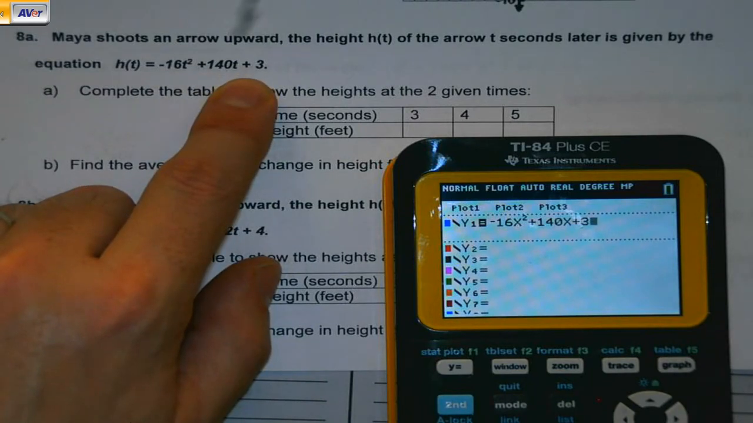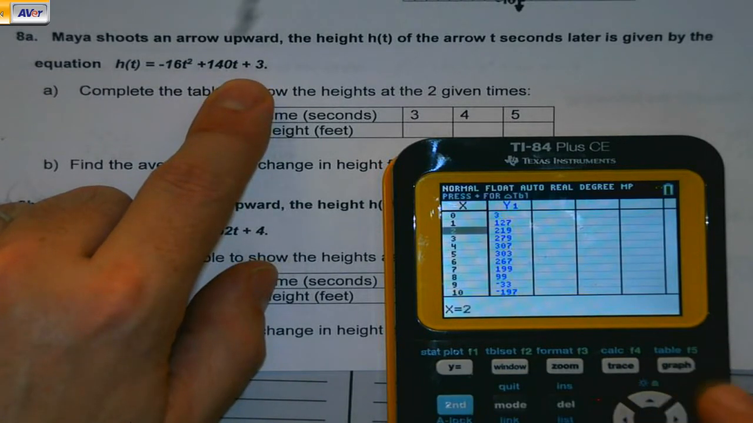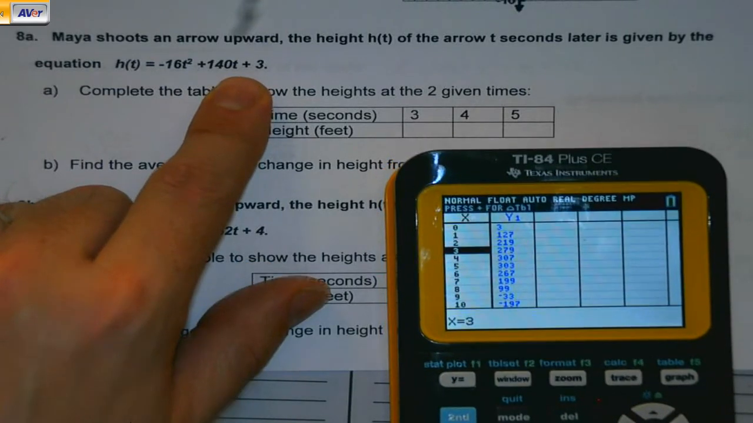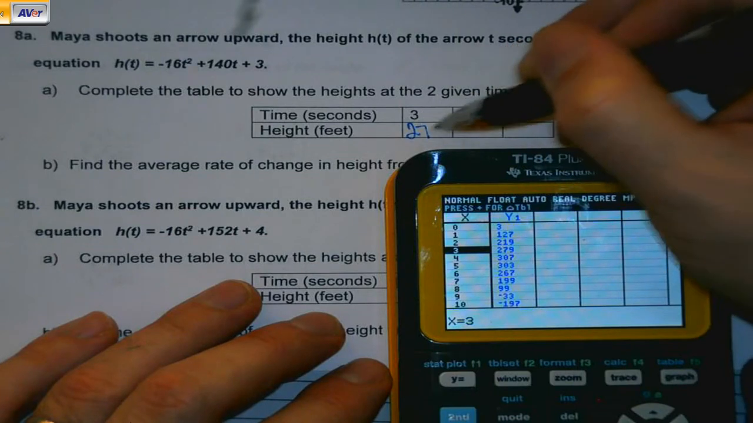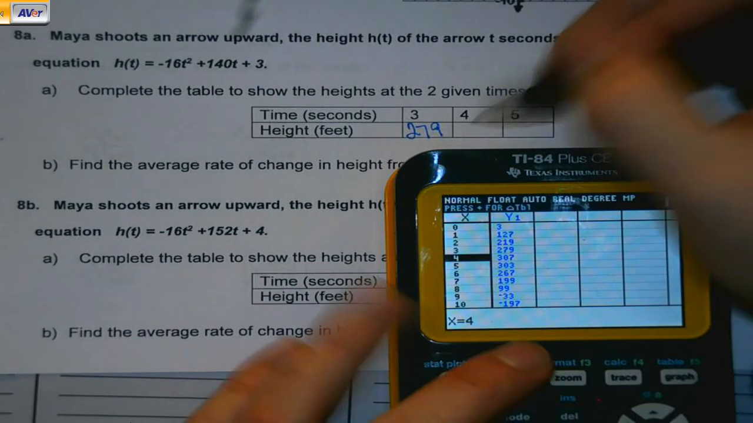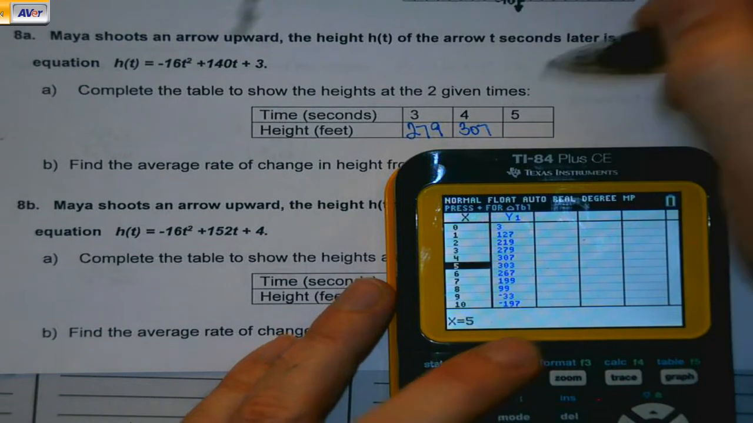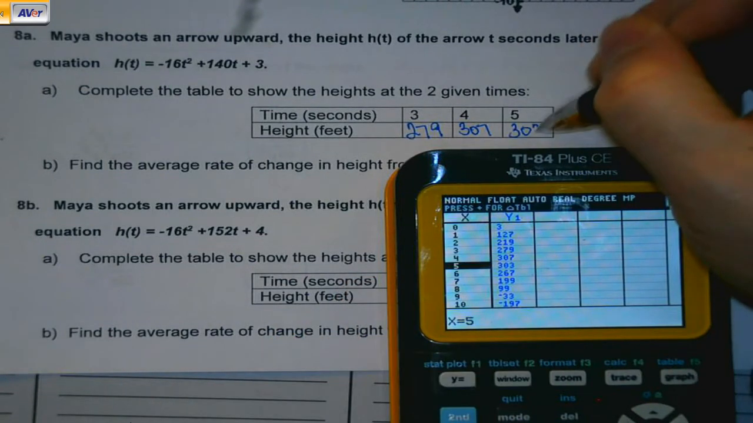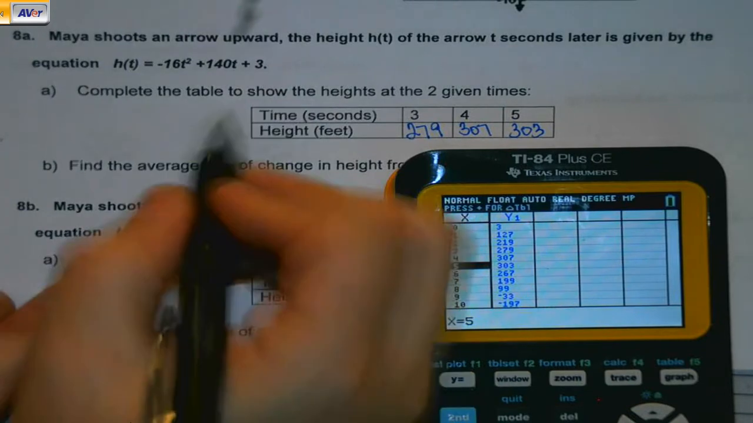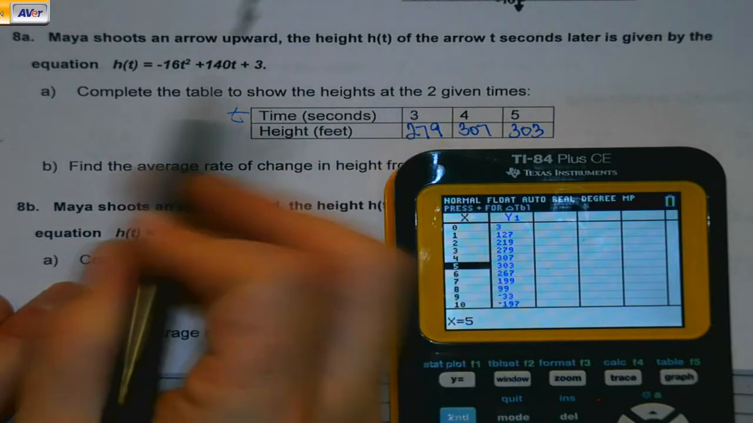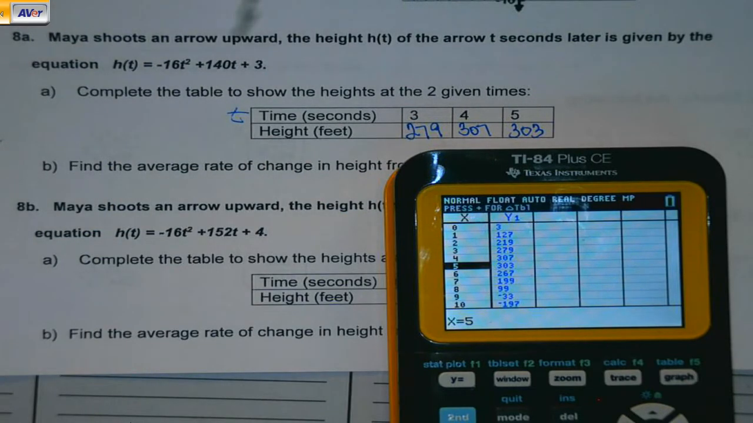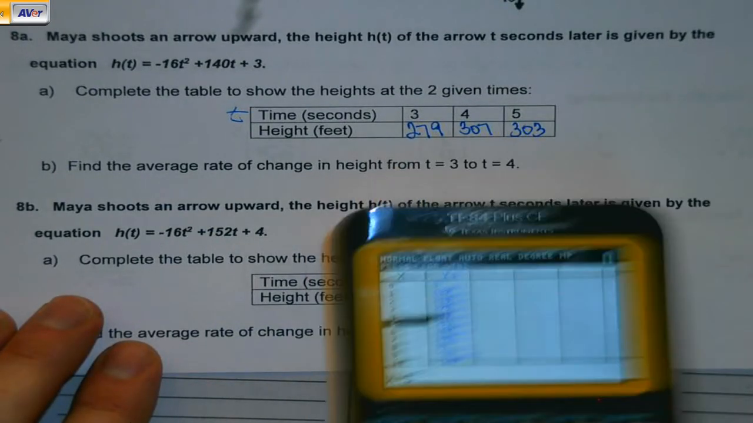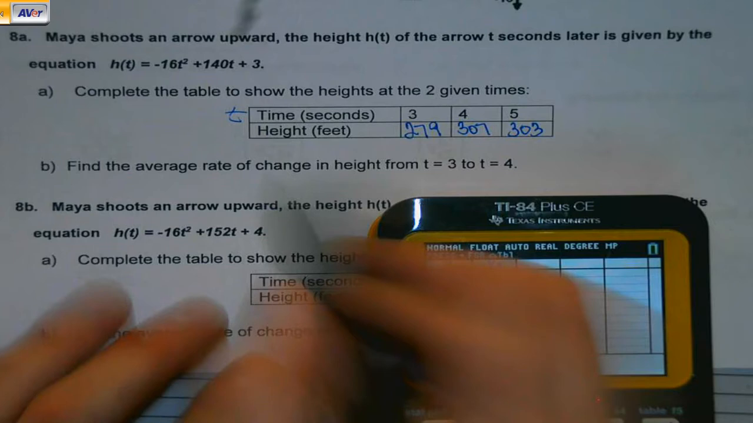So we get those in, and we're going to look at the chart. And whatever values are in the chart are what we're going to plug in here. So 279, 307, 303. And again, I could get the same thing by plugging those into here if I didn't want to mess with the chart. So we did that. And then find the average rate of change in height from 3 to 4, okay?